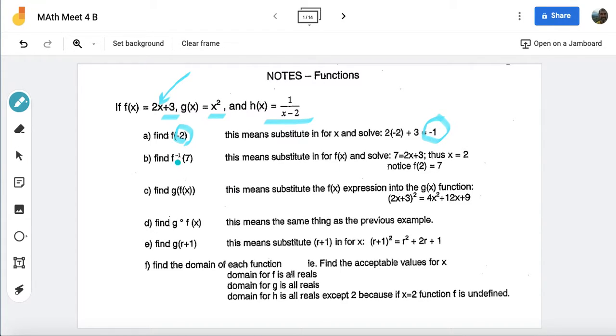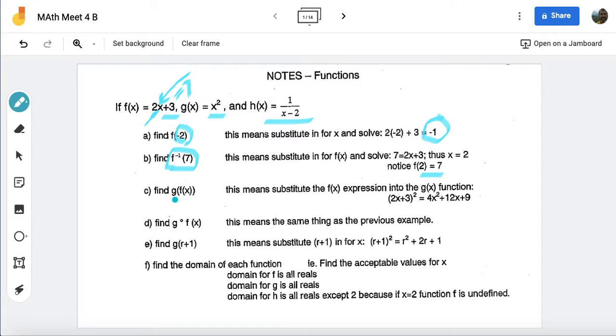If it says f of x is 7, that means this expression equals 7, and you have to figure out what x is. So subtract 3 from both sides, you'll get 4. 2x equals 4, divided by 2, and you'll get x is 2, because f of 2 equals 7. So when you see this, in this case, this has a value of 2, because when you solve this for x, you'll get 2.